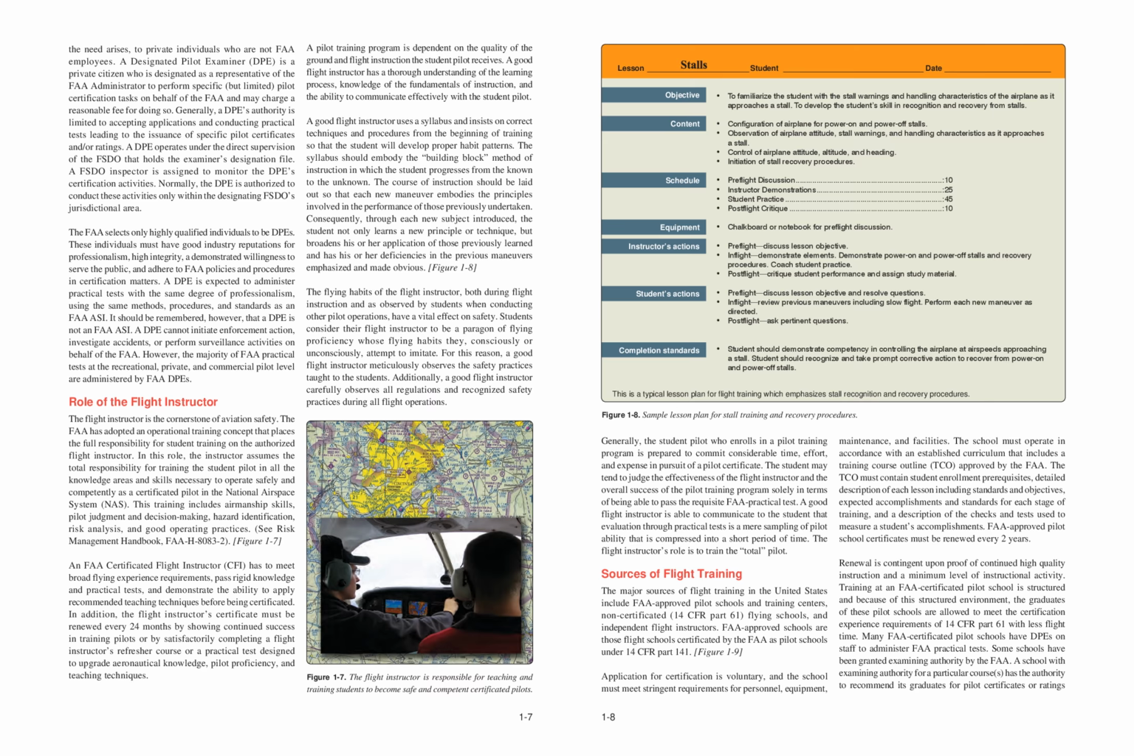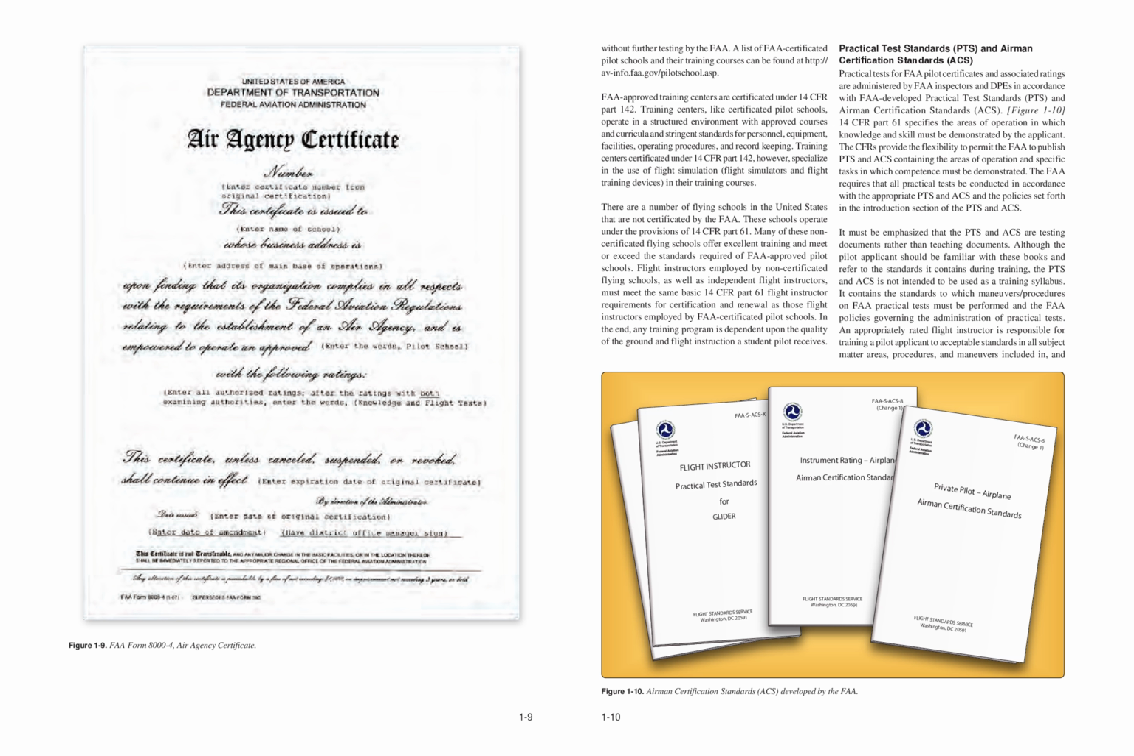Training at an FAA-certificated pilot school is structured, and because of this structured environment, the graduates of these pilot schools are allowed to meet the certification experience requirements of 14 CFR Part 61 with less flight time. Many FAA-certificated pilot schools have DPEs on staff to administer FAA practical tests. Some schools have been granted examining authority by the FAA. A school with examining authority for a particular course has the authority to recommend its graduates for pilot certificates or ratings without further testing by the FAA. Figure 1-9. FAA Form 8000-4, Air Agency Certificate.